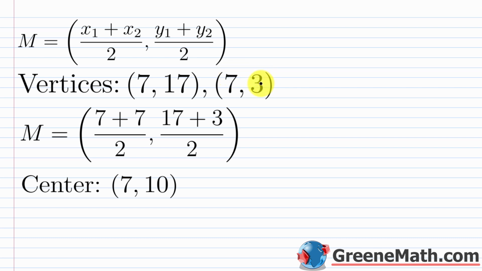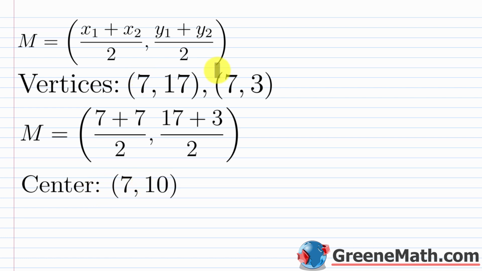Again, the order doesn't really matter. So you're going to have 7 plus 7 over 2, which is going to be 14 over 2, which is still 7. And that should be obvious because this and this, those are not changing. So of course, the average of that is just going to be that itself. Then you have 17 plus 3, which is going to be 20 over 2, which is going to be 10. So the center would occur at 7 comma 10.